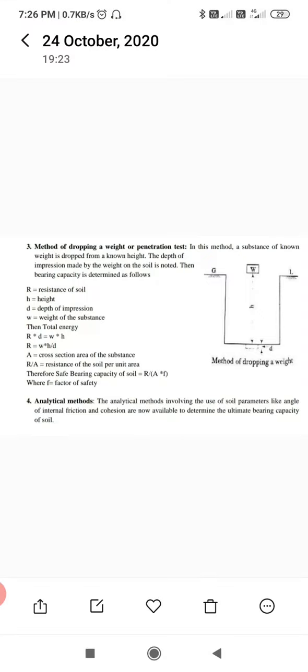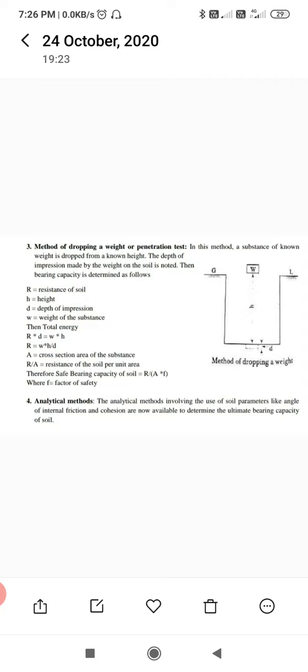So you should know first, whatever you are going to drop, what is the weight of that block or material you have used, and the height at which you are going to drop it. You should know that first. And after dropping that weight, whatever impression is found at the bottom surface of the soil, that impression can be noted. So we can easily determine the bearing capacity by the following relation.